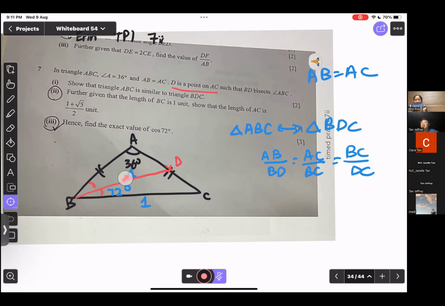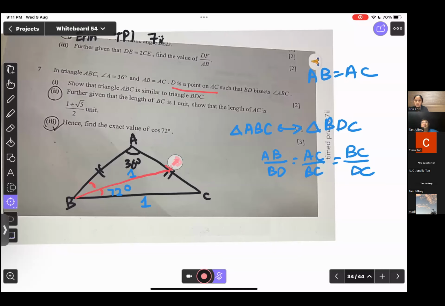Okay, Erin, are you there? Are you following this part? Yeah, I am. Okay, so BD and BC are the same. They are both 1 unit, because ABC is similar to BDC, right? BDC is also an isosceles triangle. So BD and BC, they are both 1 unit long. Then I want to find AC, right? Okay, I can find using cosine rule. I find DC first, then I multiply by 2.